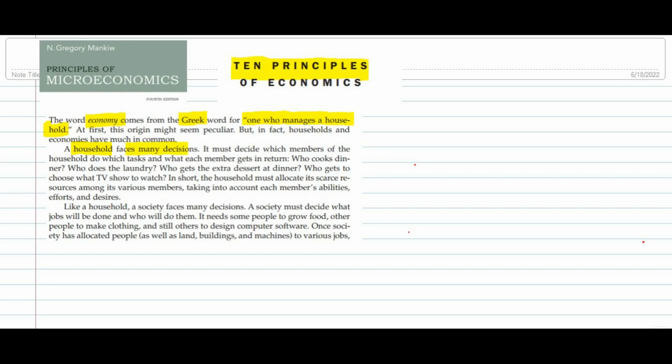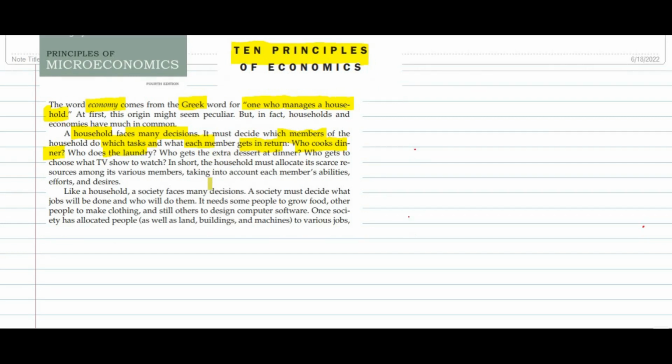We are also aware that a household faces many decisions, and they must divide their limited resources among their various members while taking into account their individual wants, capacity and needs. So it must decide which members of the household do which task and what each member gets in return. The example is here: who cooks the dinner? This is the allocation of duty and responsibility, who does the laundry, and so on.